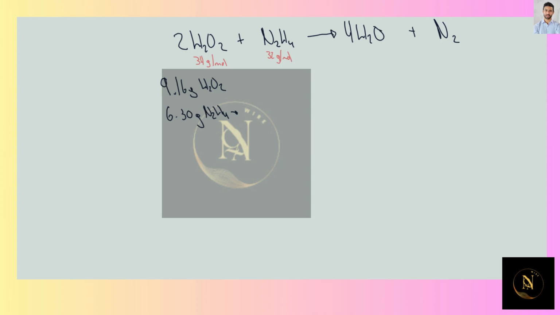Here we're given the following chemical reaction and we want to know how many grams of nitrogen are going to be produced by this reaction. We're told that we have 9.16 grams of H2O2 and 6.3 grams of N2H4.